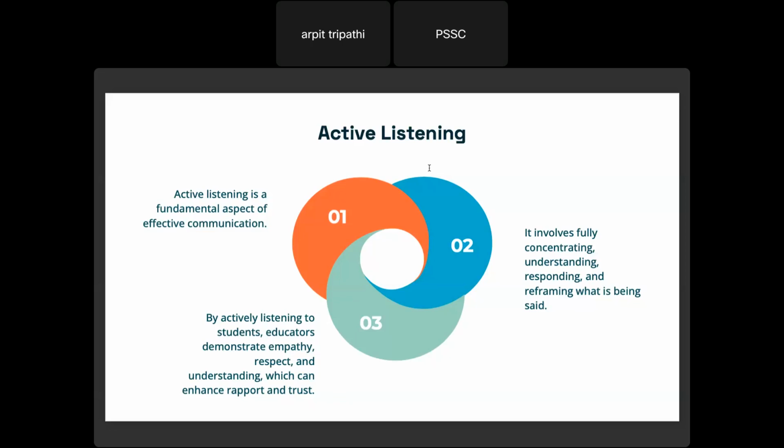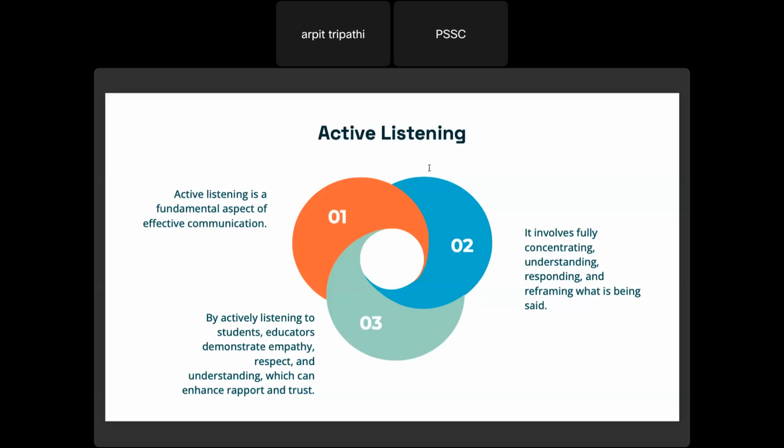Active listening is something very important to be taken care of. Next, I would like to talk about the importance of clear and concise language. When you are listening to someone, clear and concise language is crucial in various aspects of communication, including teaching and learning.